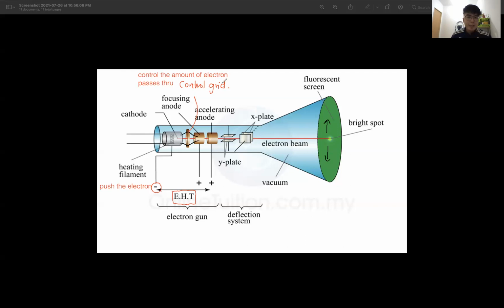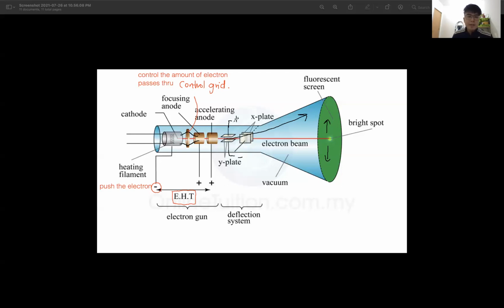By applying potential. 如果我 connect 这个 Y plate 去 positive 这边，下面我 connect 去 negative，then 这个上面的这个 plate 是 positive plate，下面这个 plate 是 negative plate。positive plate 它会 attract 那个 electron，所以 electron 一 pass through 的时候啊，它会 deflect 向上，it will deflect like this. By the Y plate it will deflect upward.